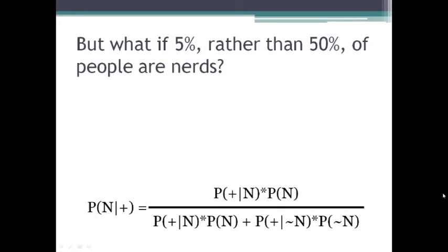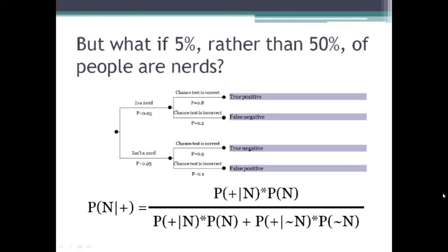But what if 5% rather than 50% of people are nerds? Because let's face it, half the population are not nerdy. They're just not. They claim to be, but they're not. So it's the same scenario as before, except now I've changed this from a 0.5 to a 0.05 and from a 0.5 to a 0.95. Everything else is the same.